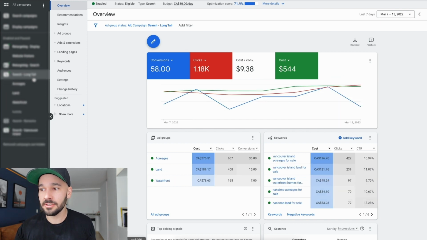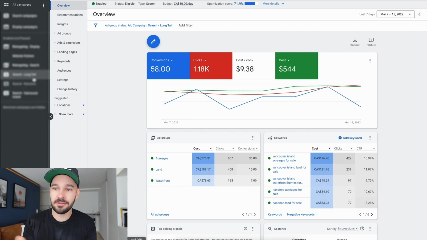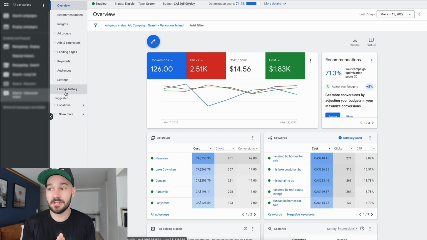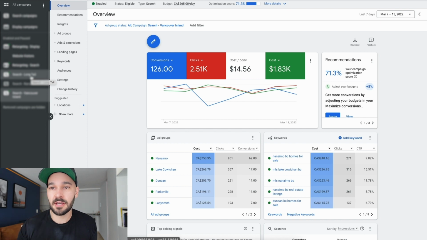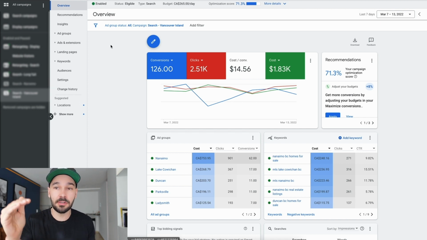And when you look at your long tail stuff, we're looking at $9.38, whereas our regular search for this campaign is more expensive. We're at $14.56 because we're in a very, very competitive market here. But the point I want to make is the long tail stuff is the thing that's going to get you the better quality leads, and actually oftentimes it's going to get you people a little lower in the funnel.